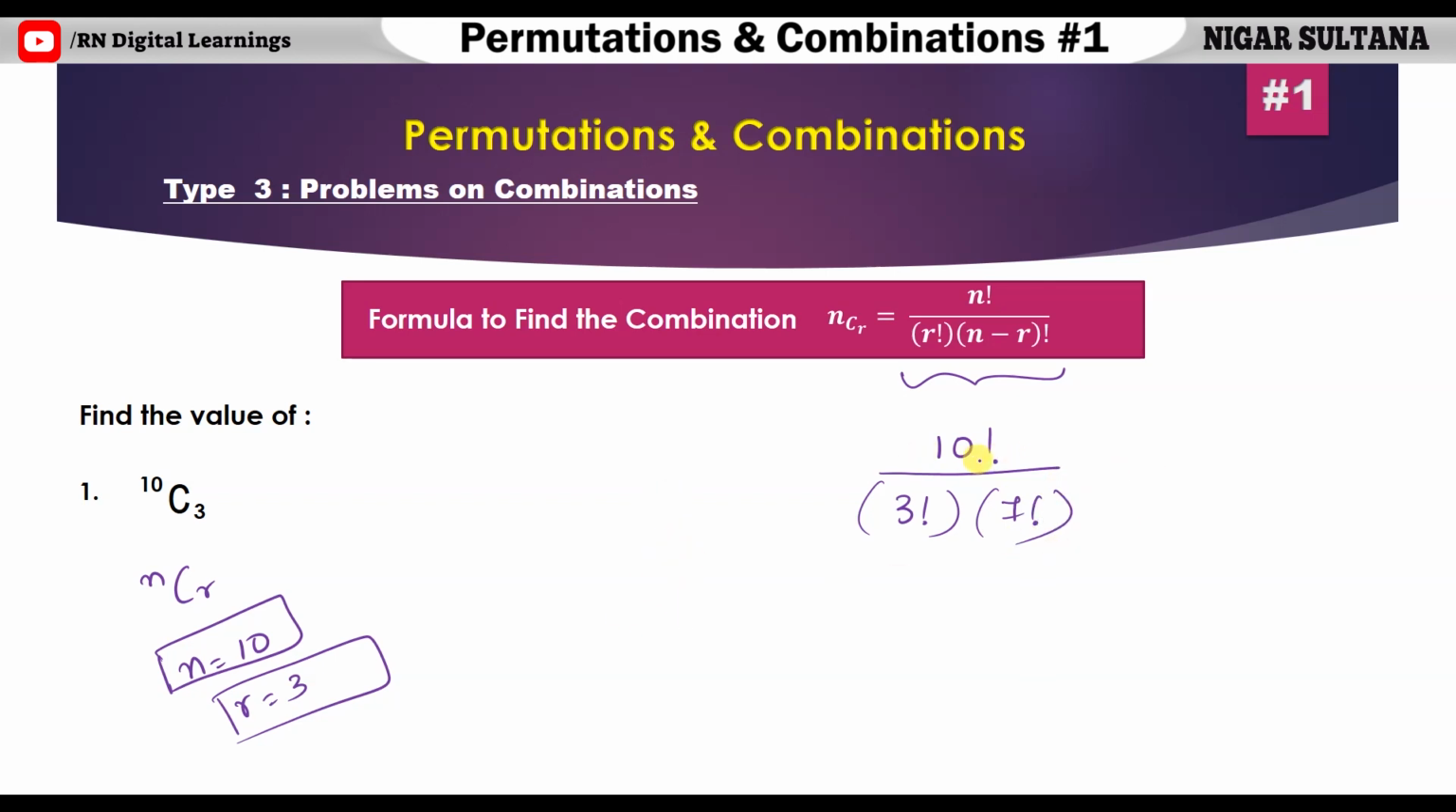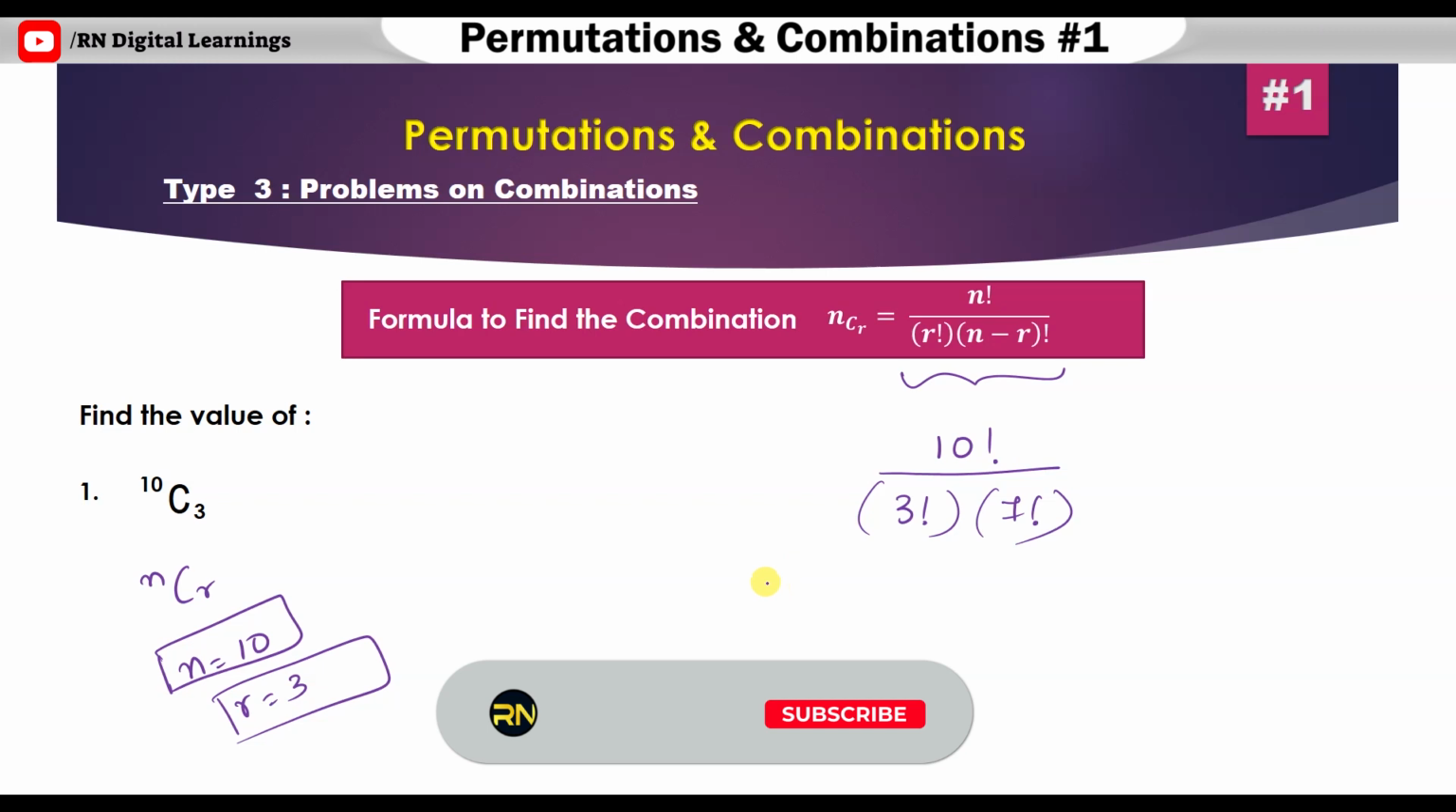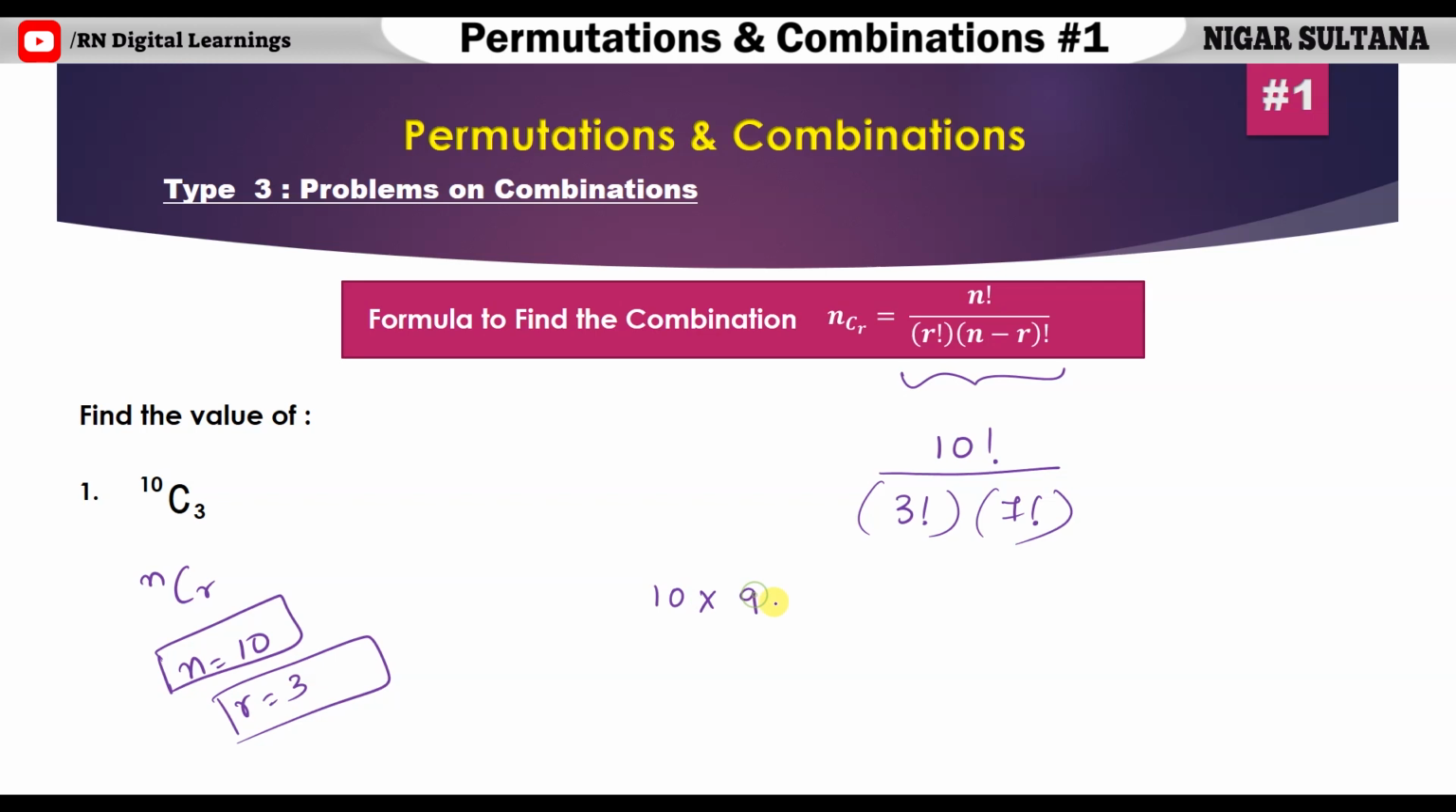Expand this. I can expand 10 factorial up to 7 factorial so that I can directly cancel this 7 factorial. 10 into 9 into 8 into 7 factorial, divided by 3 factorial into 7 factorial. This 7 factorial gets cancelled. And this 3 factorial can be written as 3 into 2 into 1. Now, 3 ones are 3, 3 threes are 9, and 2 ones are 2, 2 fours are 8.